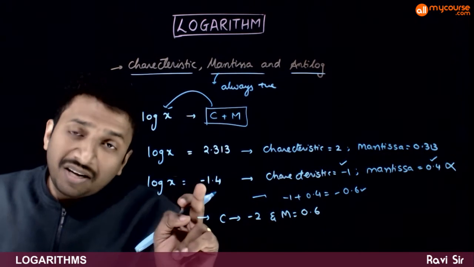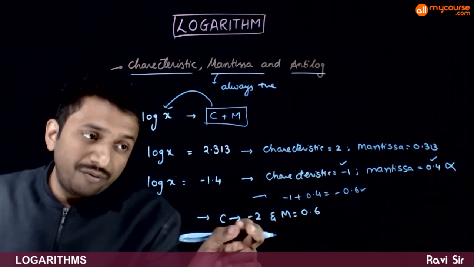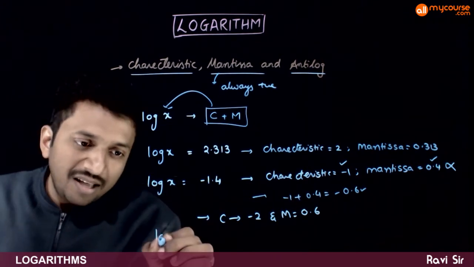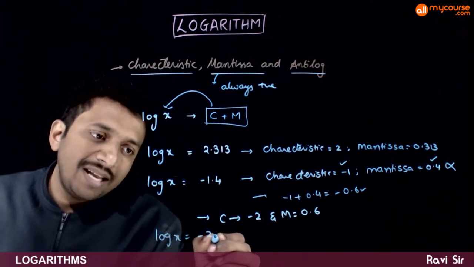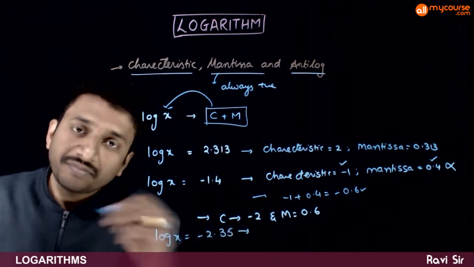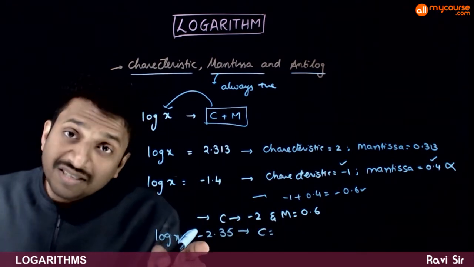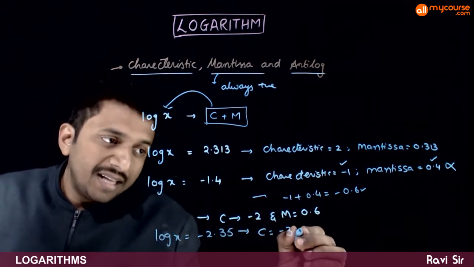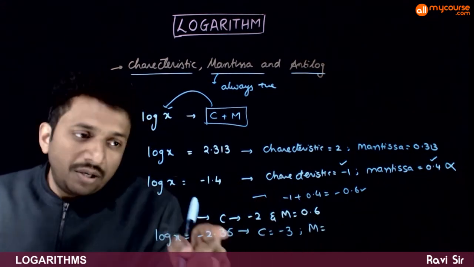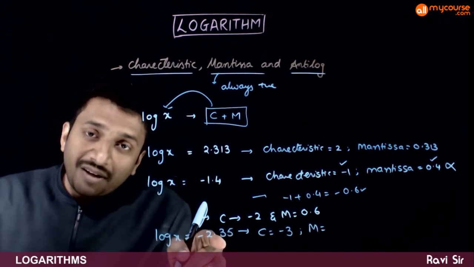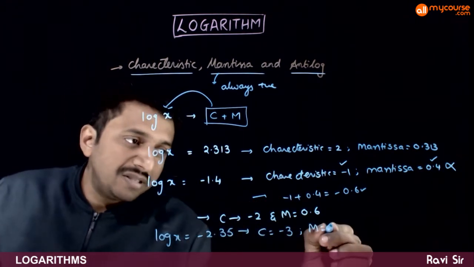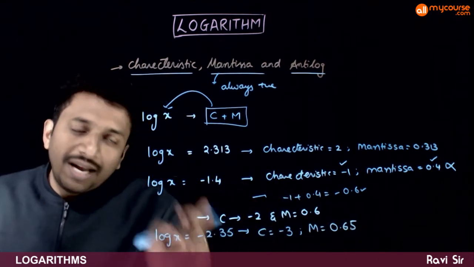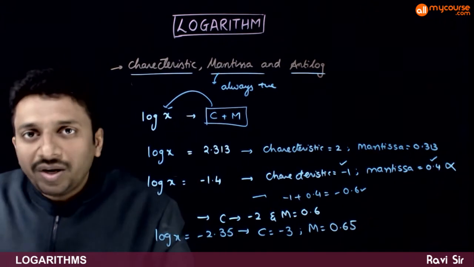So the characteristic of -1.4 is -2 and the mantissa is 0.6. Similarly, if log x is equal to -2.35, the characteristic of this logarithm will be -3, not -2. And the mantissa will be equal to the complement of 0.35, that is 1 minus 0.35, which is 0.65, such that once you add these two, you get the value -2.35.